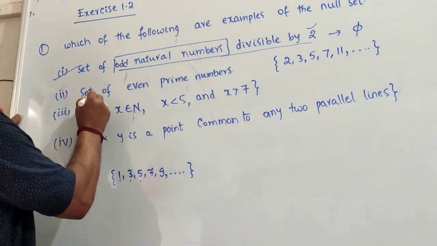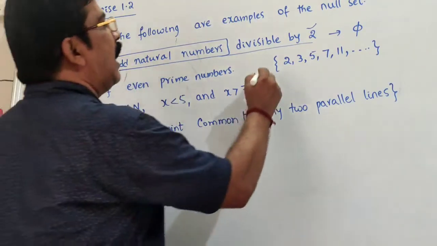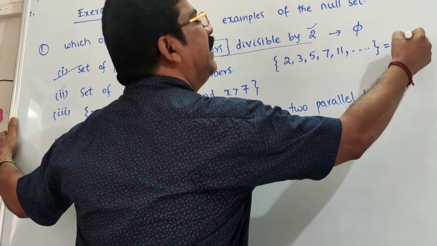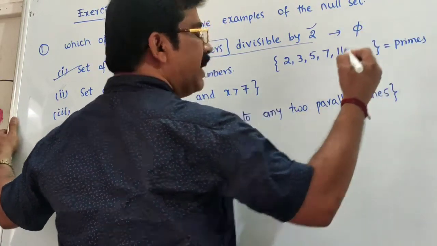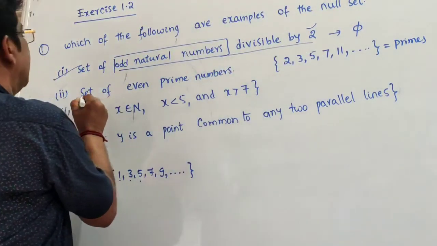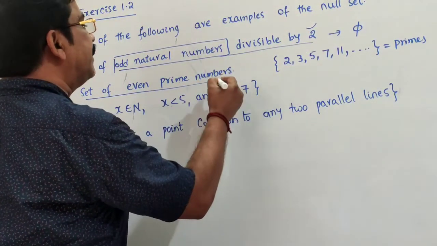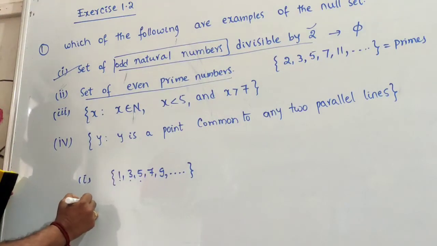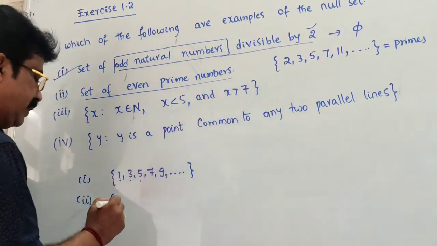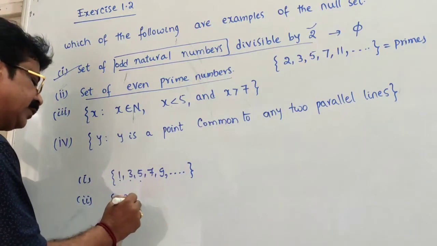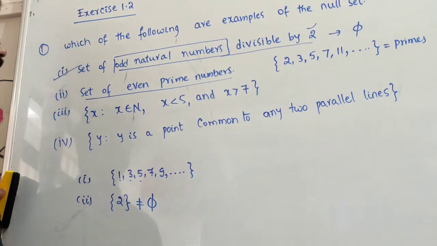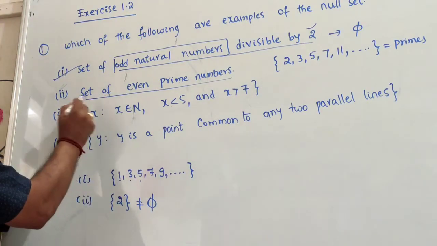He said set of even prime numbers, out of which these are the prime number set, the set of prime numbers. So the set of even prime numbers means simply number 2. Out of which 2 is the only even number. So it is not equal to 5, null set.